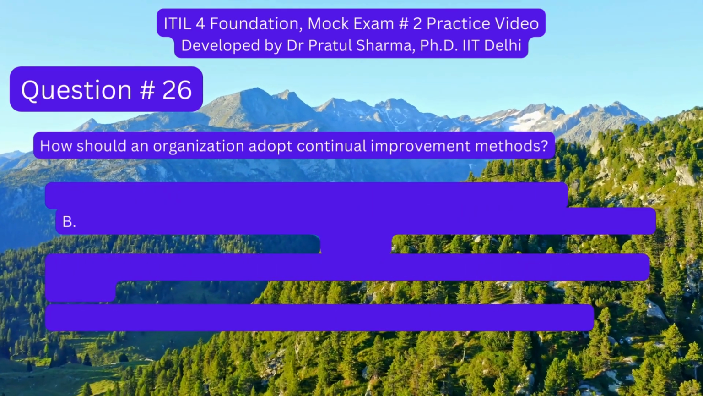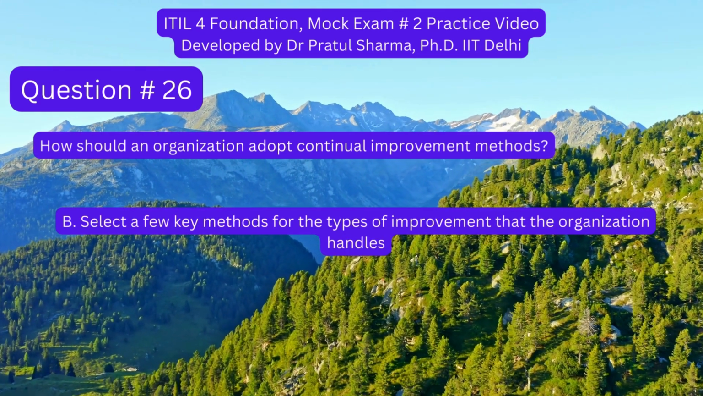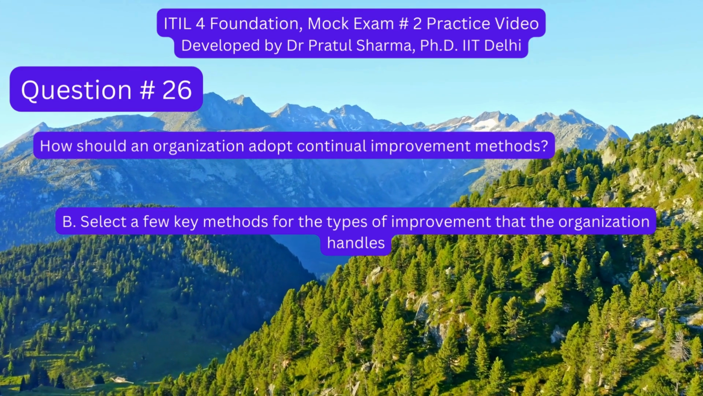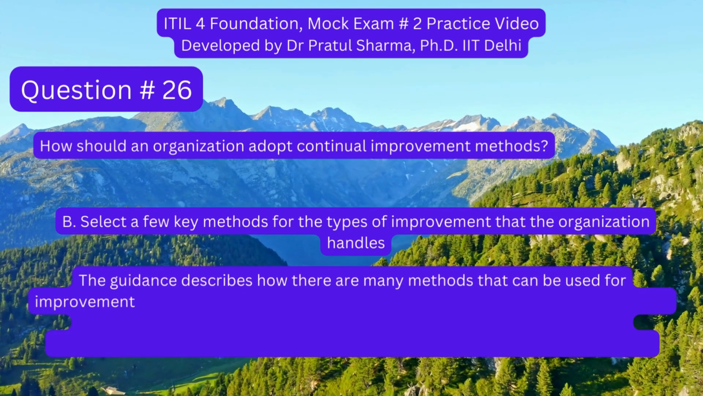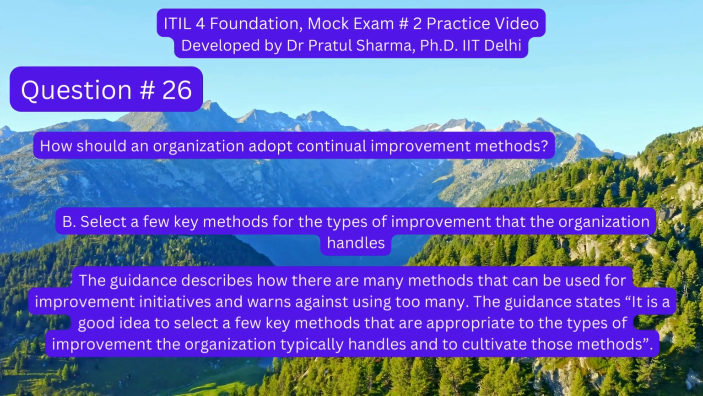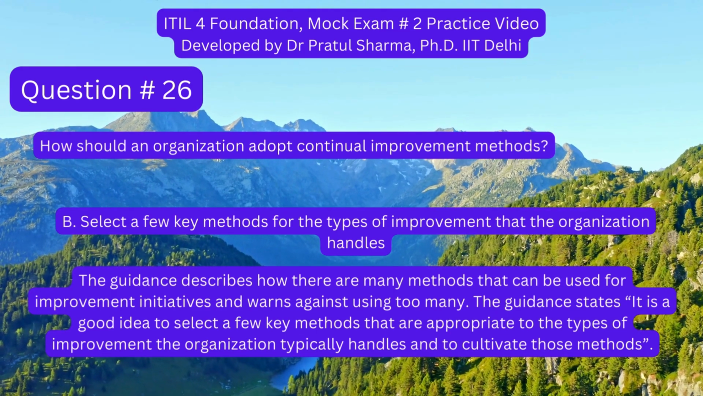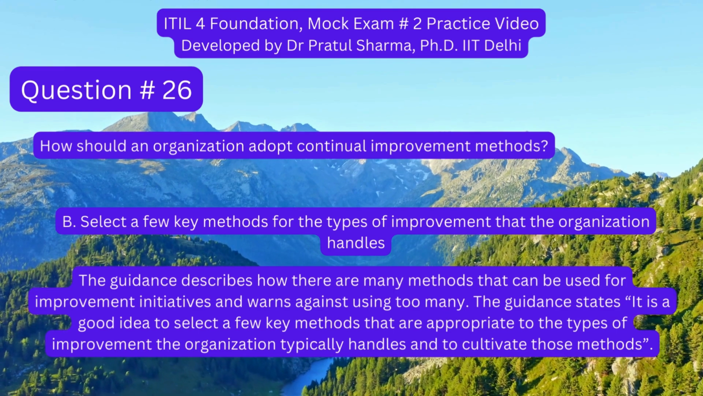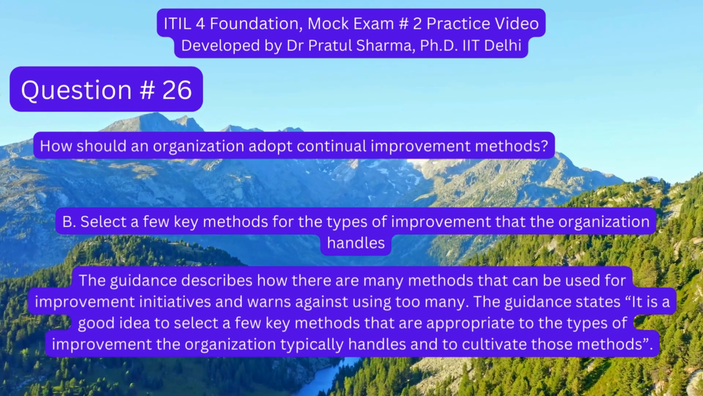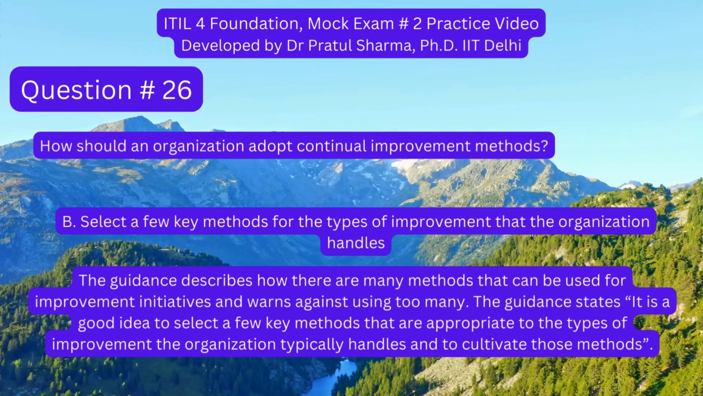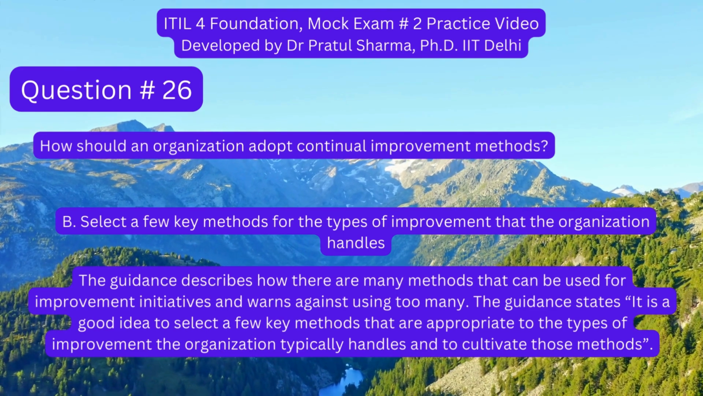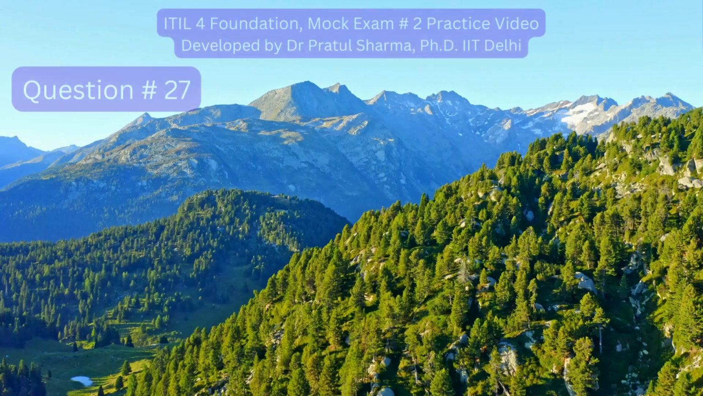B. Select a few key methods for the types of improvement that the organization handles. The guidance describes how there are many methods that can be used for improvement initiatives and warns against using too many. The guidance states, it is a good idea to select a few key methods that are appropriate to the types of improvement the organization typically handles and to cultivate those methods.